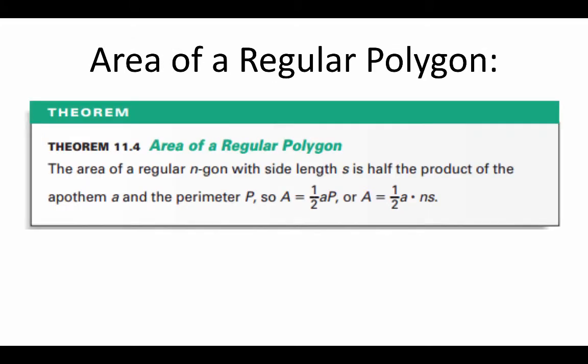All right, now that we've taken a look at it, let's go over the formulas. What we first see is that the first two were area of a polygon formulas. And what we know is that the area of any n-gon, with side length s, is half the product of the apothem and the perimeter. So A equals 1/2 aP, or A equals 1/2 a times ns. So whatever number of sides we have times the length of said side.